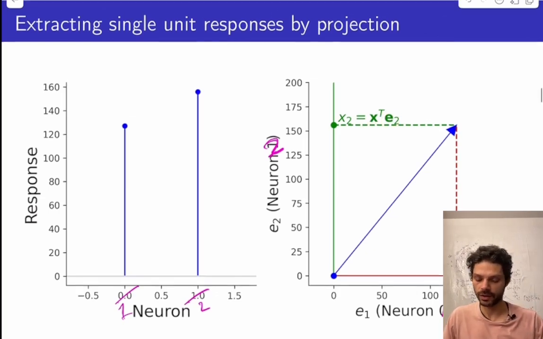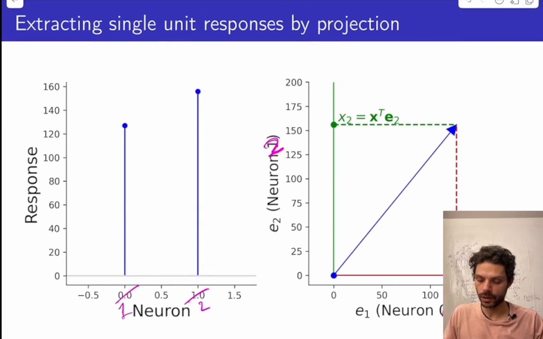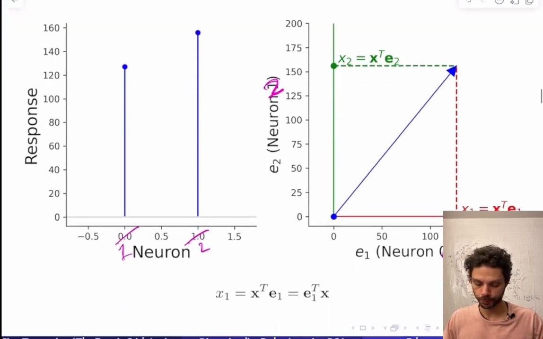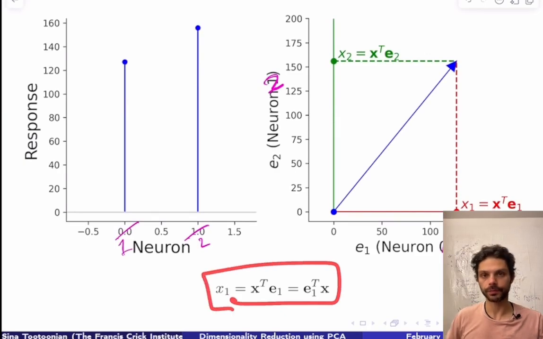This is the natural thing you're doing anyway, right? If I gave you the activity of the population and asked you how much neuron 1 is firing, you would just look at the axis, right? Well, what does that mean? You're dropping a line to that point on the x-axis and reading off the number. You're dropping a line to that point on the y-axis, reading off. That's what you're doing. You're projecting onto the corresponding unit vectors. Okay, so that's how we get a unit activity from the population, and we write it in this way.